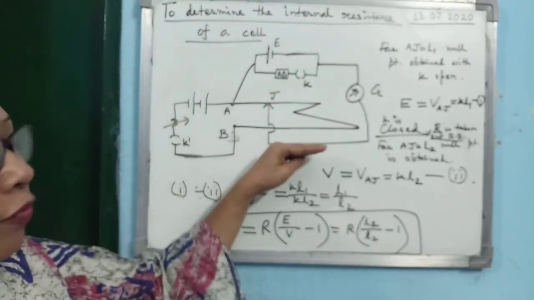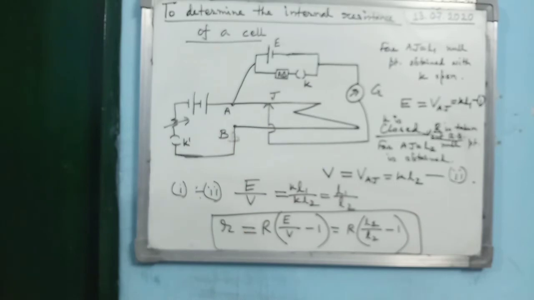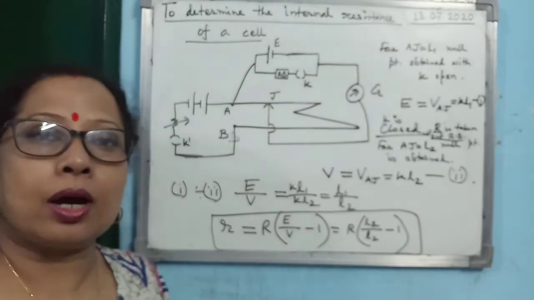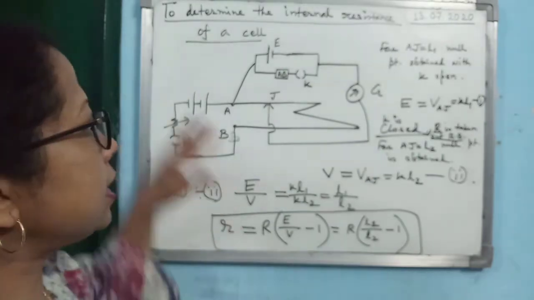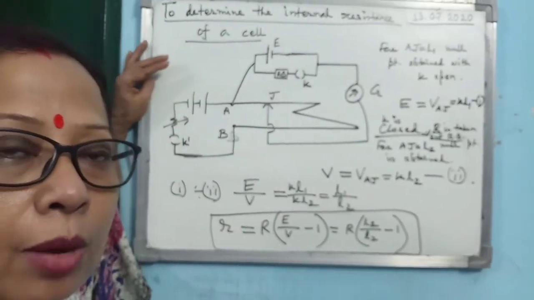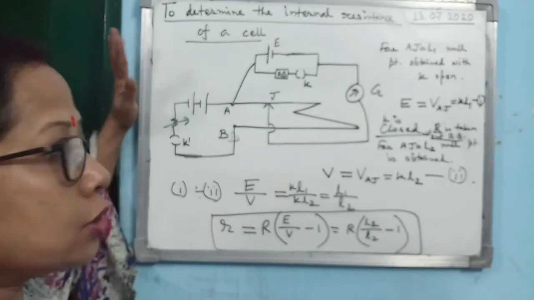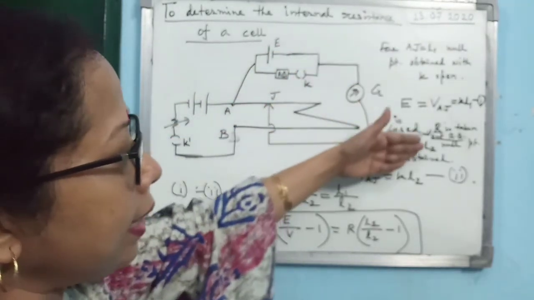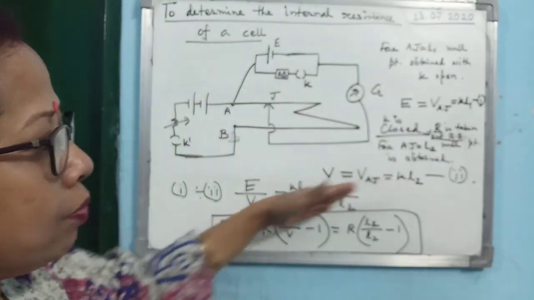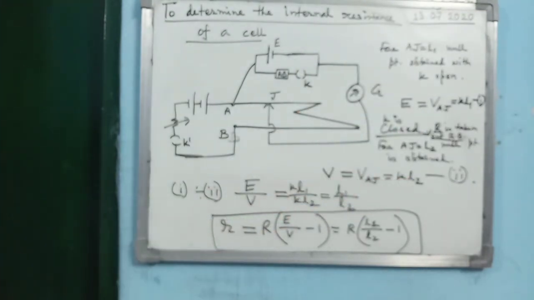So this is the way by using a potentiometer one can find out the internal resistance of the cell. This is also a very important topic, frequently asked. So kindly learn the circuit diagram and the way how to write in the exam. This is the way you must write in the exam.